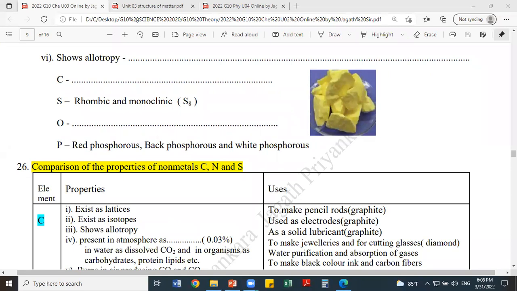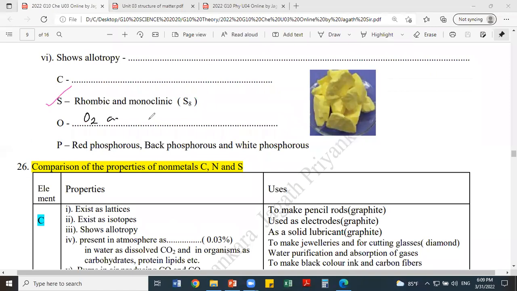Here you can see on the screen there are four non-metallic elements showing allotropy. That means allotropic forms of the element carbon. I told you there are two allotropic forms of carbon, graphite and diamond. Then sulfur, which we are going to discuss in a bit more detail today. Sulfur has rhombic and monoclinic forms. And oxygen has two forms, O2 and O3. O3 will be ozone.